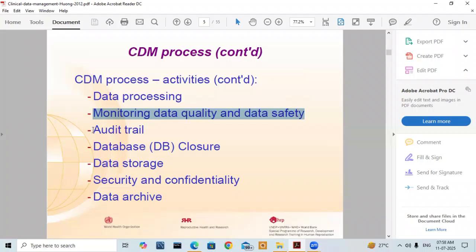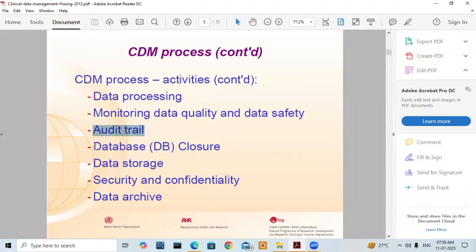Next is audit trail. Whatever data is entered, finally a clinical data manager will check it from top to bottom. He will verify whether the data is properly collected or not, step by step. If any correction is needed, the data will be edited in the database. You can change it. For example, if some duplicate entries or mistakes happened in data entry, you can correct and update it. That is known as audit trail.